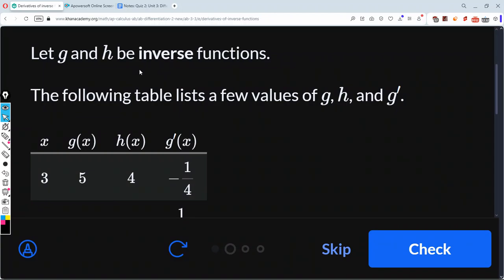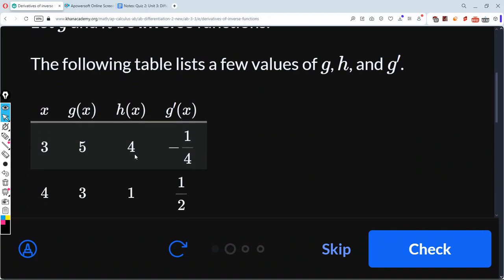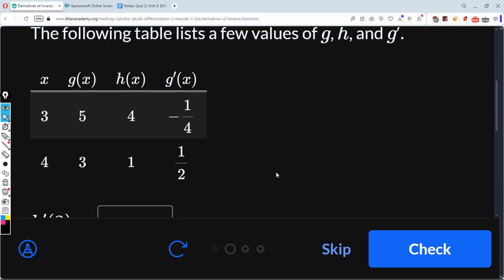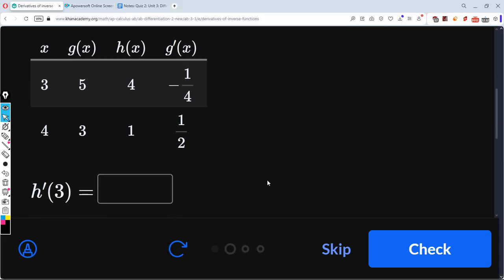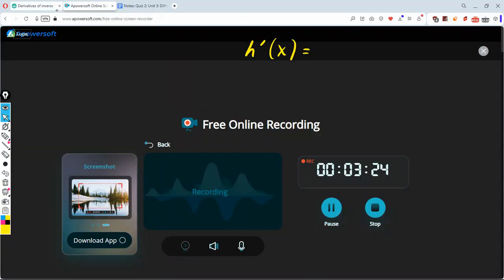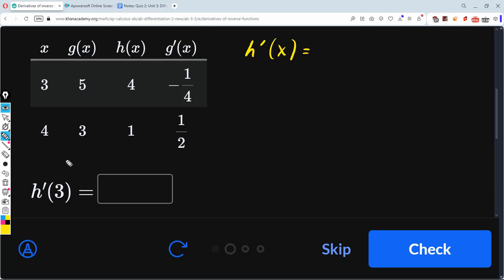All right, so we have g and h as inverse functions, and we have a table right here for x equals 3 and x equals 4, and they want us to find h prime of 3. Since we're finding h prime of 3, let's start with h prime of x. We said the derivative is going to be 1 over the derivative of the inverse function of the original function h.